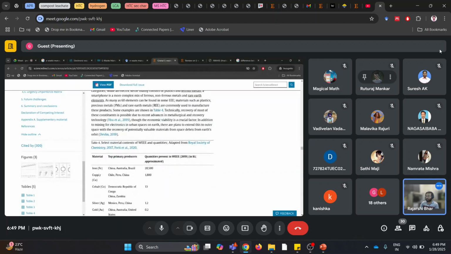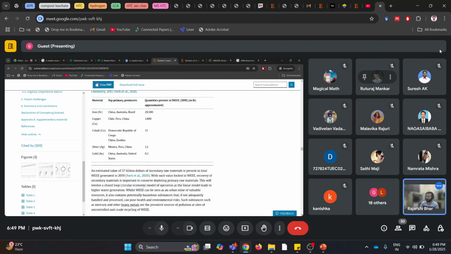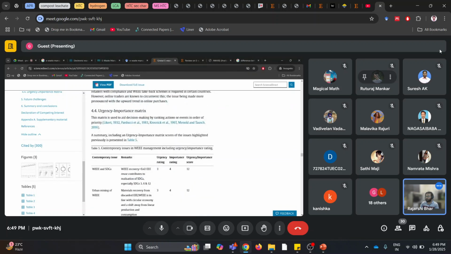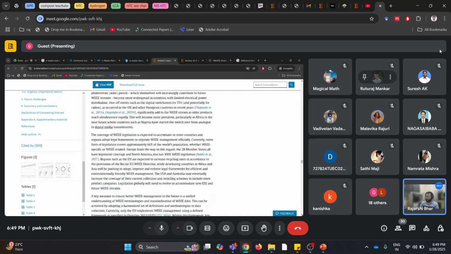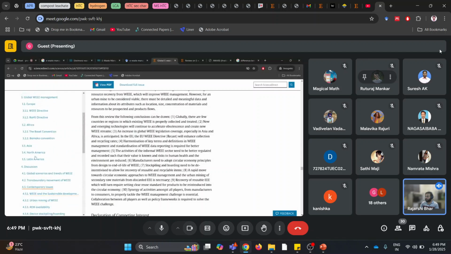So you see, there's iron. China, Australia, and Brazil are the top primary producers. Copper and the quantities present in this waste electrical and electronic equipment, in kilotons, are also given. So that was something interesting. What is this? Okay, so that was helpful.